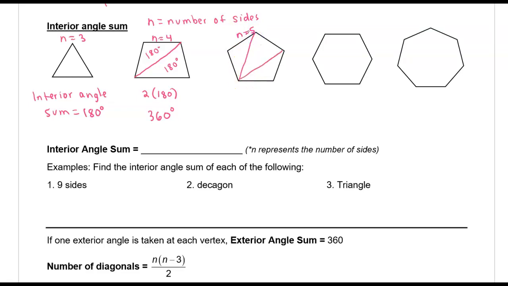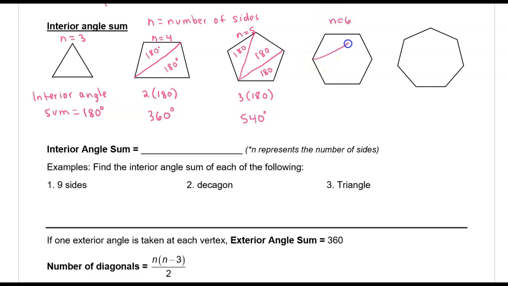In the next shape, there are 5 sides, so N equals 5. And I can draw in two diagonals, creating 3 triangles. So this triangle's angles will add up to 180, these would be 180, and these would be 180. So I'm looking at 3 180s to find the sum of the interior angles, and that total would be 540 degrees. The next shape has 6 sides.